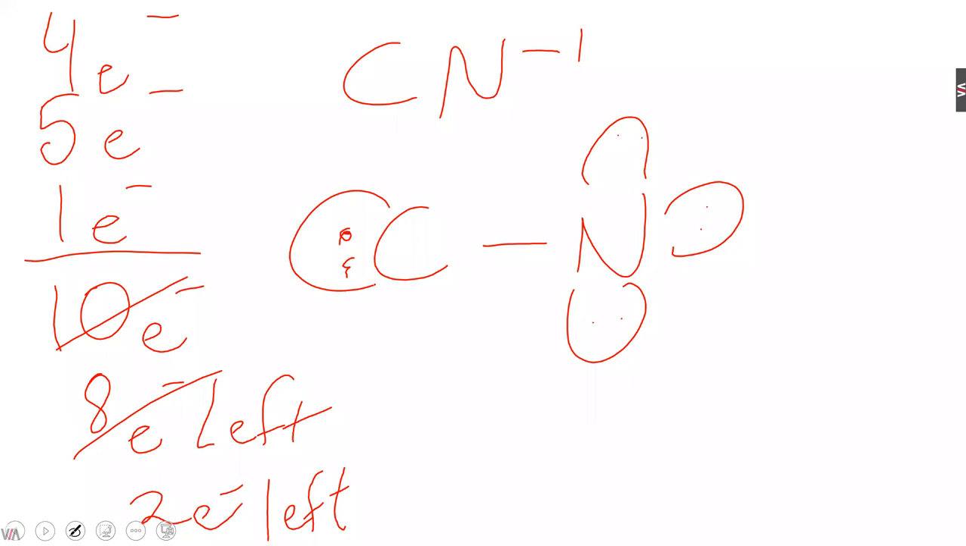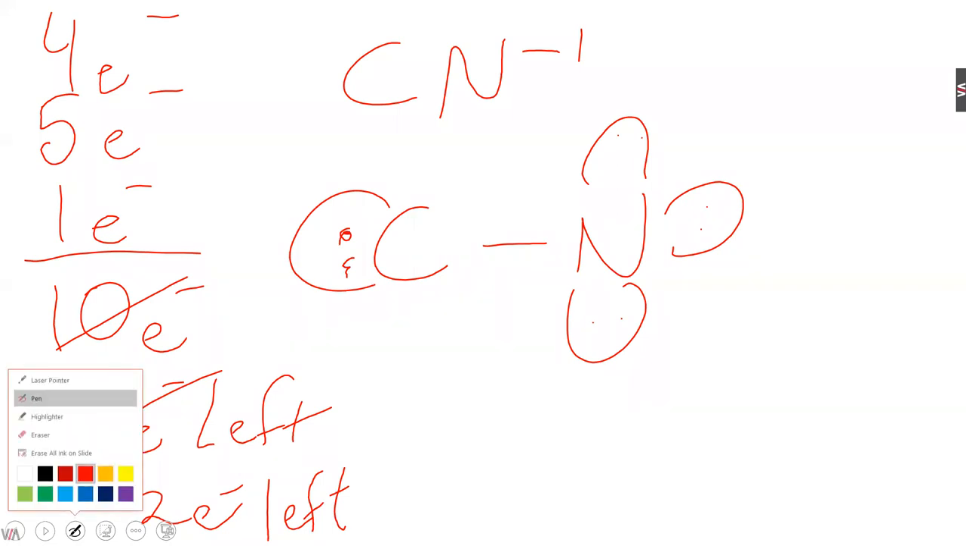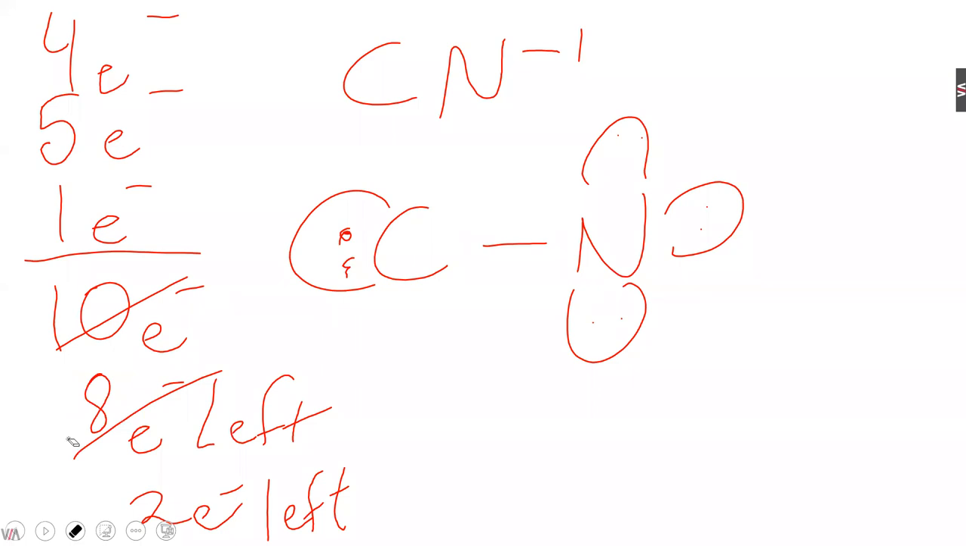Are we done? What do we need to do? Why aren't we done? It's a better question. Carbon doesn't have a full valence, therefore it's not stable. So we have to erase some electrons from the nitrogen. How many more pairs does the carbon need? 2 more pairs. So just in the interest of picking some at random, I erased 2 of the pairs and turned them into bonds. Did I still use a total of 10 electrons? Yeah. Does everything have a full valence now? Yeah.